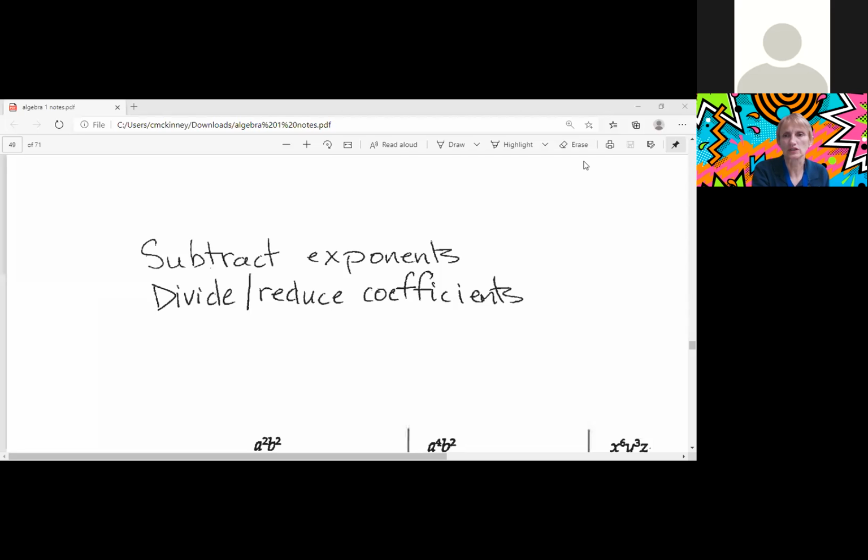I'm recording. All right, so now we're going to talk about quotient rule. Who remembers what a quotient is? What does quotient have to do with? Awesome, you can show me in just a couple minutes. Perfect.